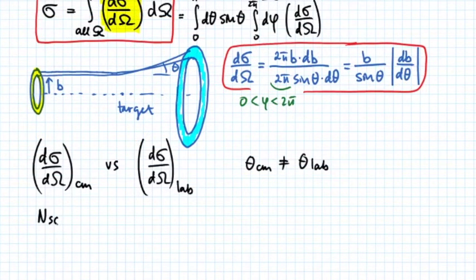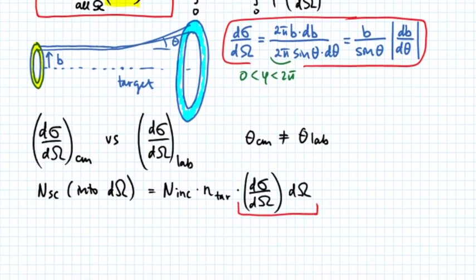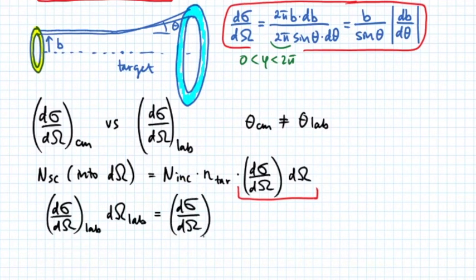In other words, if you consider the number of scattering events that will happen into the solid angle element d omega, it will be given by the number of incident particles times the target density times the differential cross-section times the element of the solid angle. Now, this number of events will be independent from the reference frame, which means that this quantity here will have to be the same for either center of mass reference frame or the lab frame. Thus, we have that differential cross-section in the lab frame times the solid angle element in the lab frame is equal to differential cross-section in the center of mass frame times the solid angle element in the center of mass.